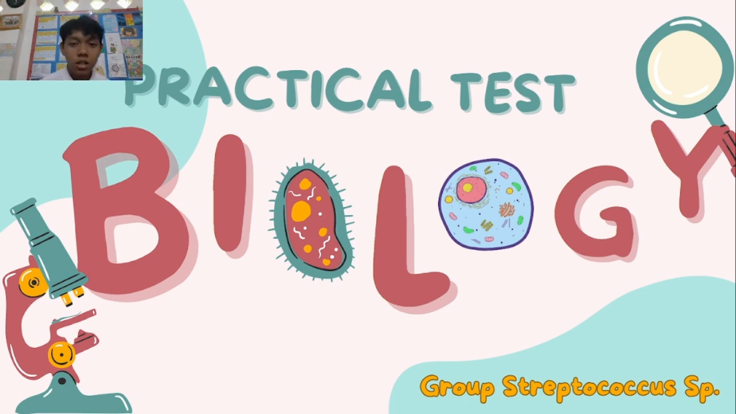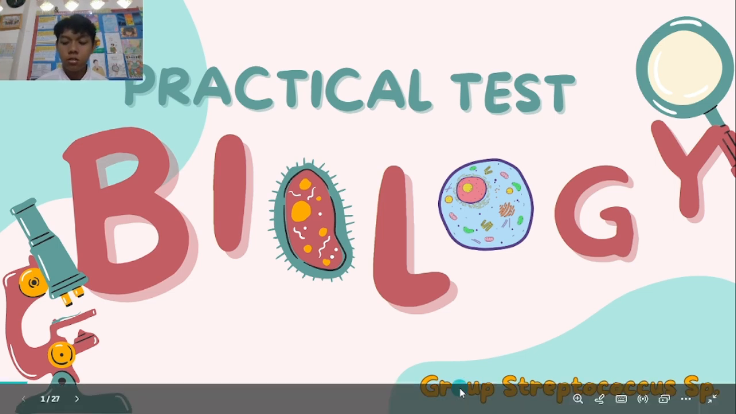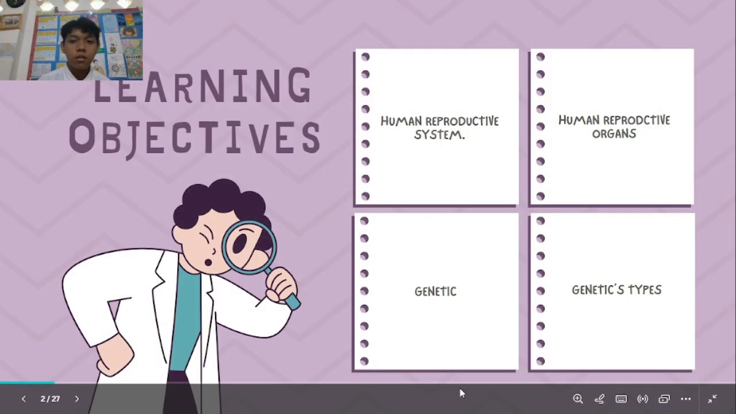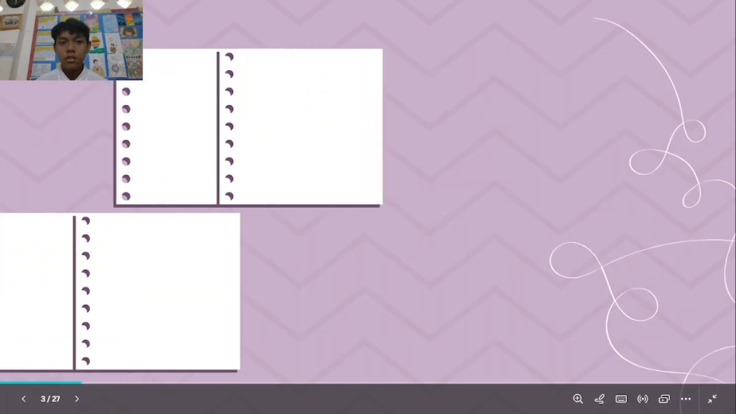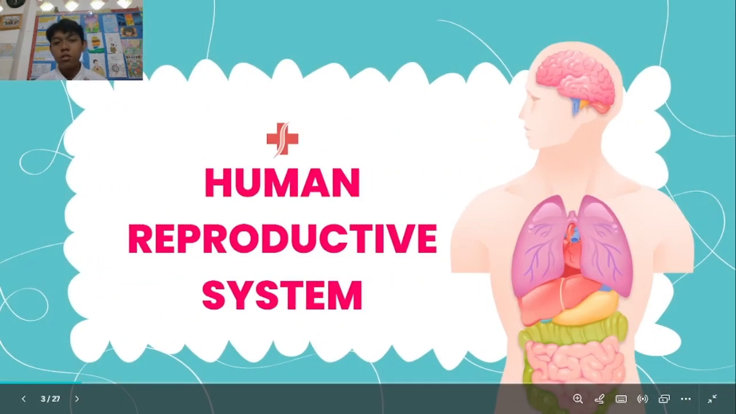As biology. I'm from group Streptococcus and we're going to know about our learning objectives today. There are four topics. What are they? Let's go. The first is human reproductive system and human reproductive organs, genetic and genetic types.